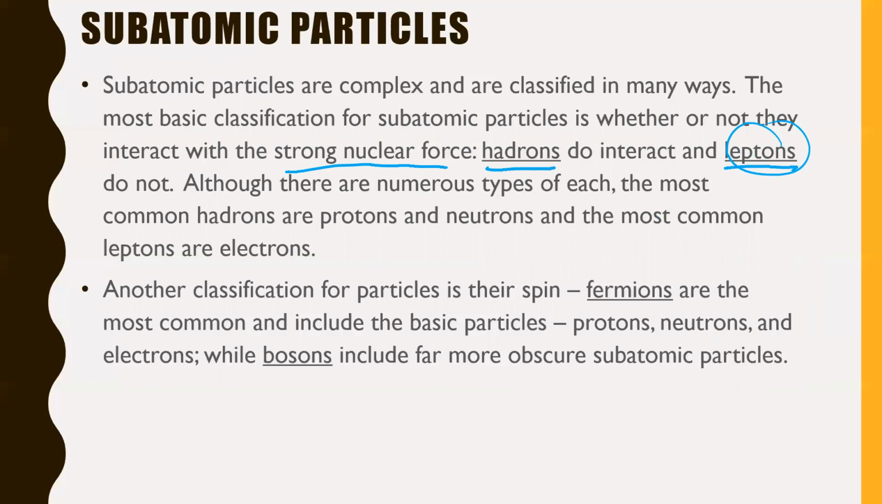Although there are numerous types of each, the most common hadrons are protons and neutrons. There it is right there. And the most common leptons are electrons, like I already mentioned. Another classification for particles is their spin.